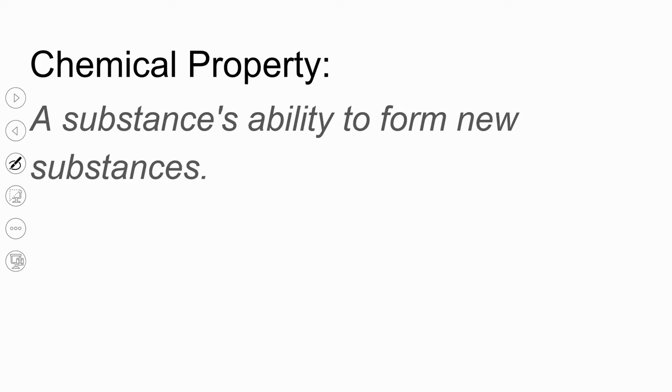Okay, a chemical property is a substance's ability to form new substances. It's up to you. These are your notes, up to you.